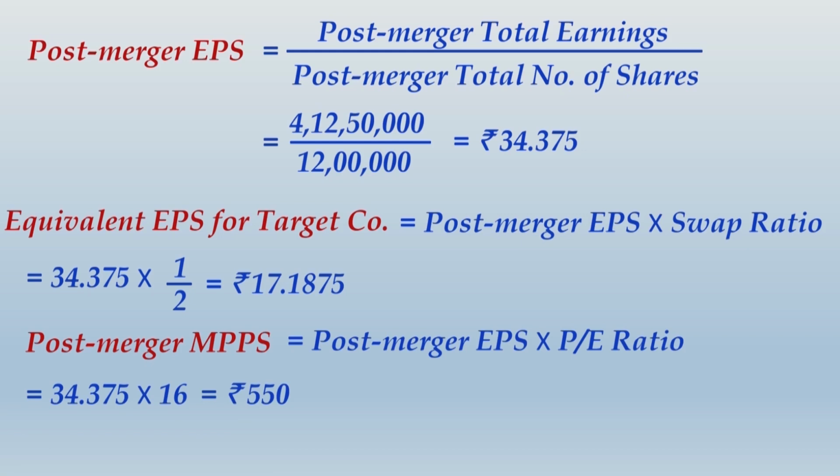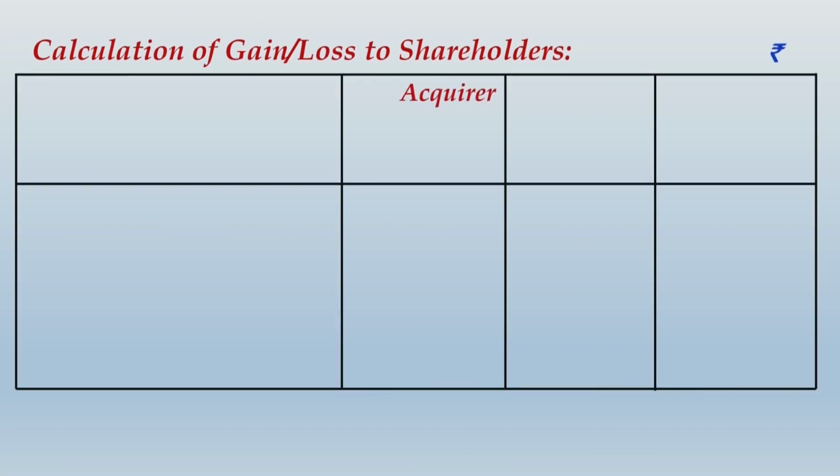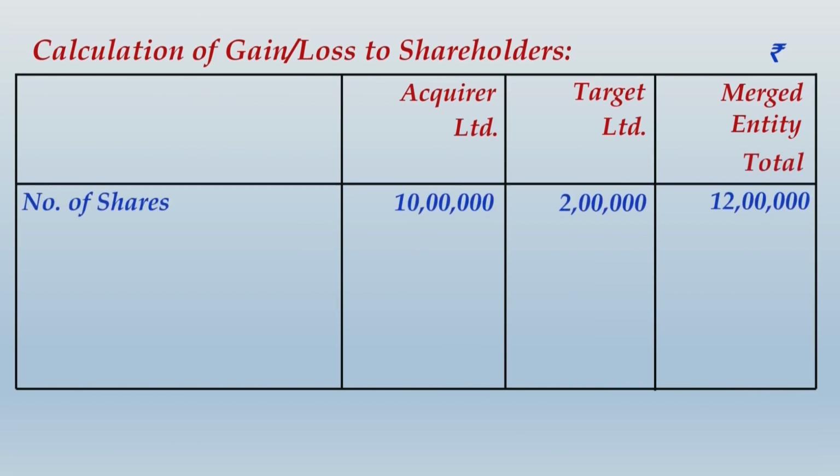So let us see how to present the solution. Presenting this part of the solution is again as usual. You are going to calculate the gain or loss to shareholders in terms of market capitalization, that you should not forget. And for that purpose, you should first start with the number of shares after the merger. The acquirer limited shareholders originally had 10 lakh shares, and the shareholders of Target Limited have now become shareholders of this acquirer company, and they have just received 2 lakh shares. So these are the number of shares in the merged entity that both the categories of shareholders are currently holding. And the merged entity in total, 10 lakh plus 2 lakh, is 12 lakh shares.